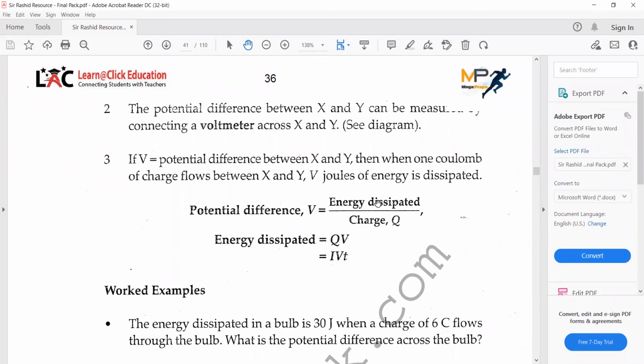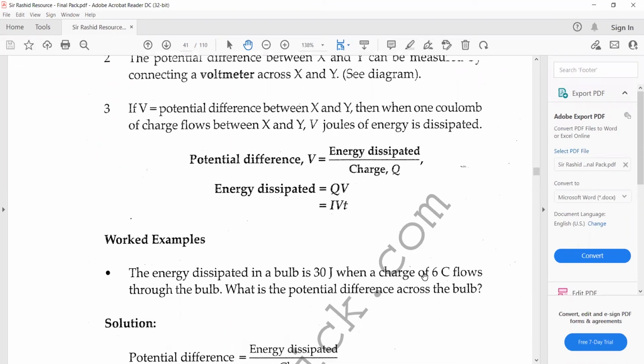Work or energy, any one word we can write. And if you cross multiply charge on the other side, then you can write energy is equal to charge into voltage. V is the potential difference or voltage multiplied by charge. That becomes energy or work. And also we know that this charge is equal to current into time. So you get current multiplied by voltage multiplied by time. This is the electrical energy.